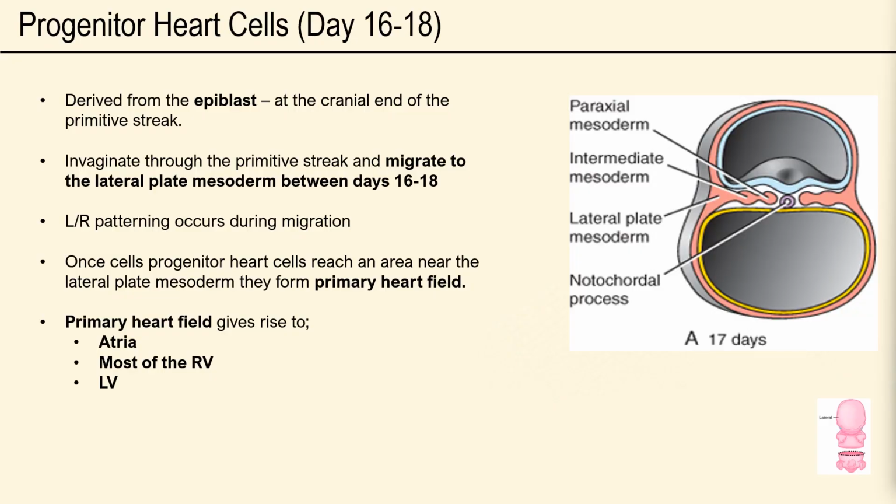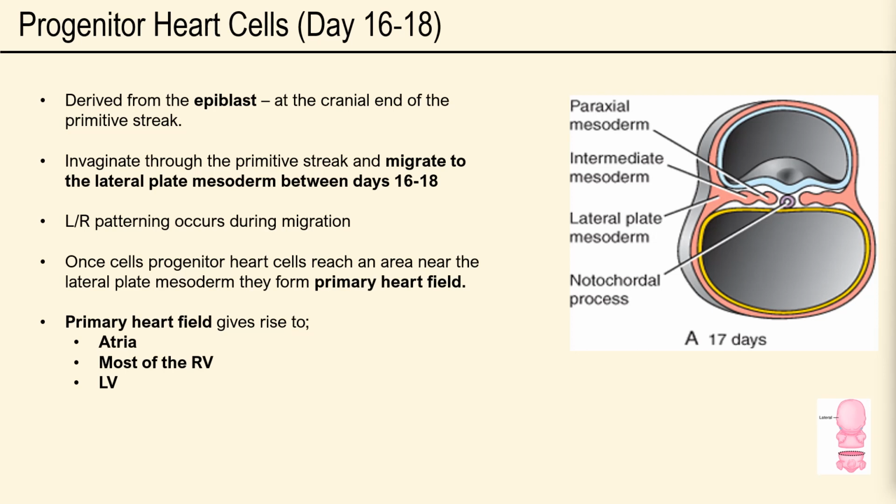So let's look at the development of the heart from the very beginning. The heart arises from a group of cells known as progenitor heart cells. These cells arise from the epiblast layer of the bilaminar disc. So right from the beginning, these progenitor heart cells have been mapped before gastrulation. During gastrulation, the progenitor heart cells migrate towards and through the primitive streak and end their journey at the lateral plate mesoderm between days 16 and 18.